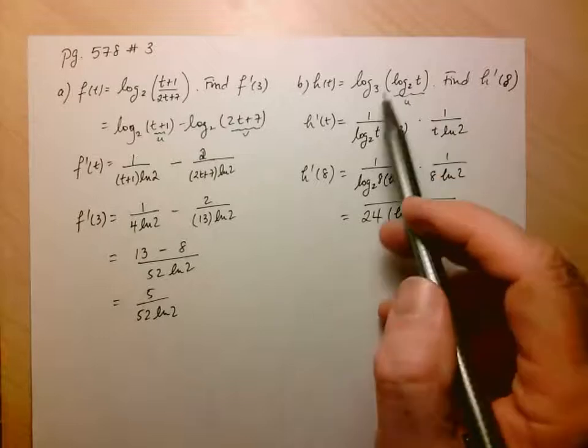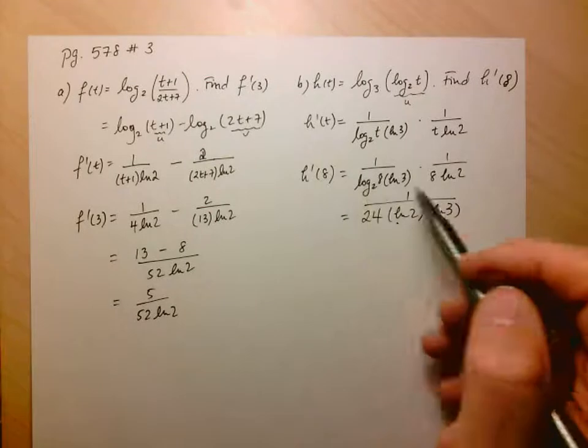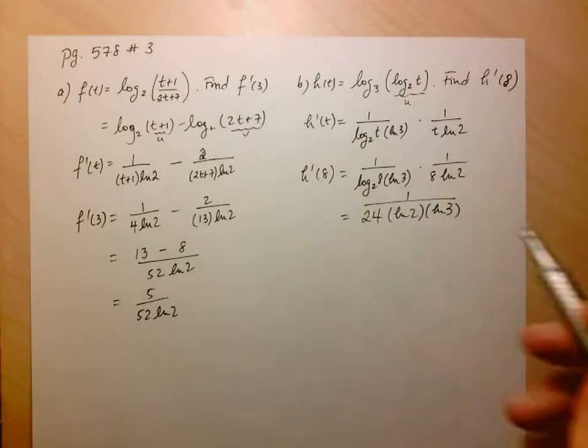So again, just to recap, find the derivative. In this case here, we need to just use the chain rule, and then input 8, and then simplify as much as you can. Okay, that's it for these.